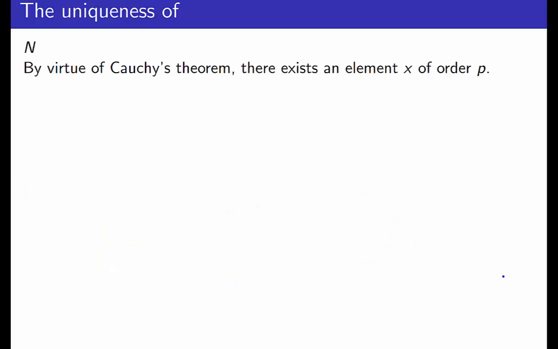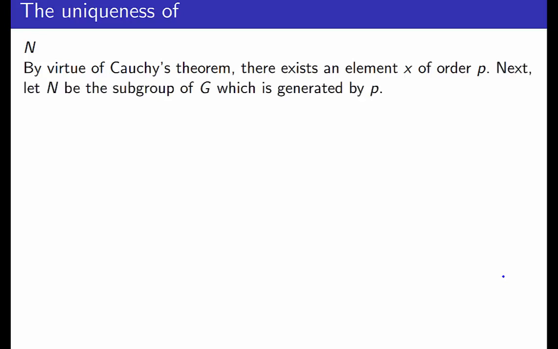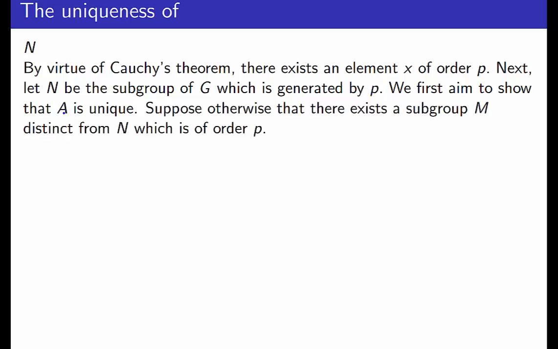So by virtue of Cauchy's theorem, we know that there exists an element X of order P, and let N be the group generated by X. So we let N be the group generated by X. Correct this typo here. Then we first aim to prove that N is unique. So suppose otherwise that there exists a subgroup M which is distinct from N, which is of order P. Okay. Since P is prime, then M is necessarily cyclic as well.